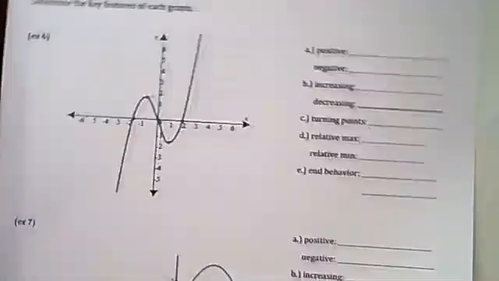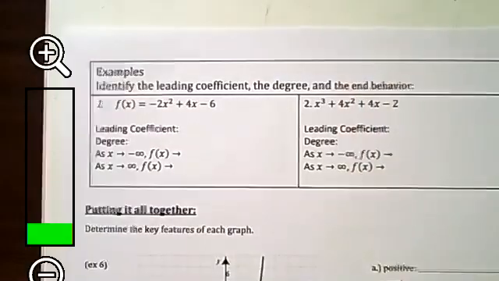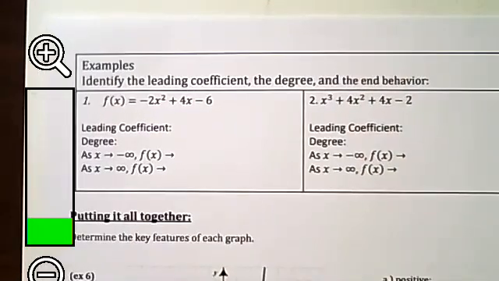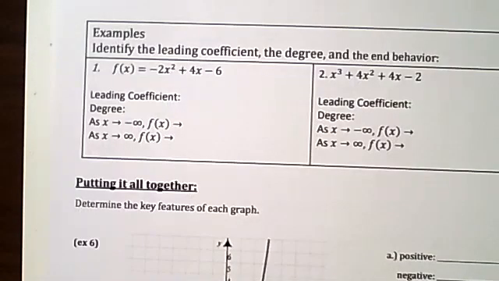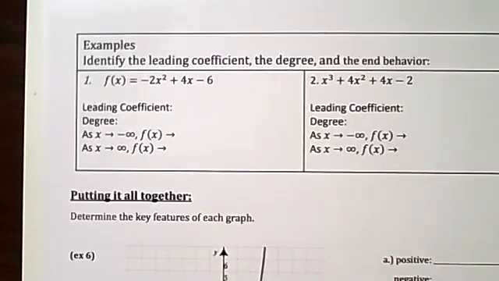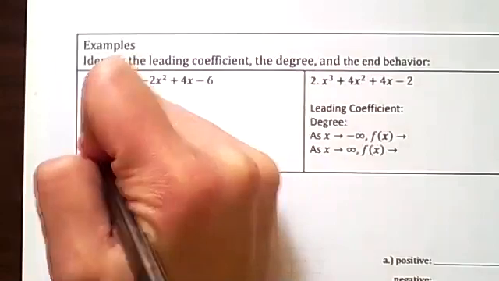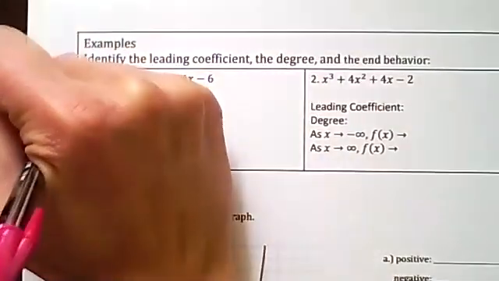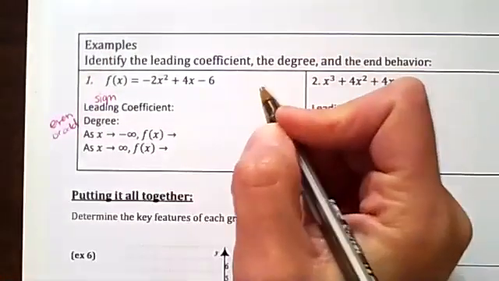So first we're going to do some examples with just an equation. In order to use an equation to identify end behavior, we have to identify the leading coefficient. Really, you just need the sign of the leading coefficient. And for the degree, you just need to know, is it even or odd? So you don't even really need to say what it is.